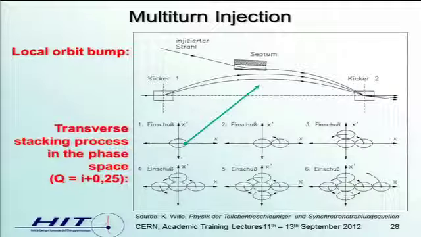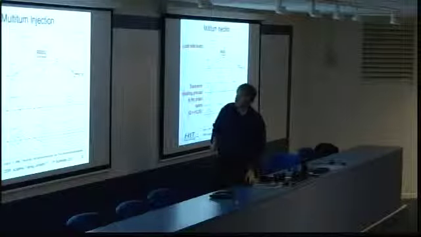How does it look like? You have to have a local orbit bump. This is done by these kicker or bumper magnets. And what you see is this transverse stacking process in the phase space. So you place the first in the middle, then you shift that in the x direction and in the xy direction. So this is done, and you have more or less a spiral behavior of this process.